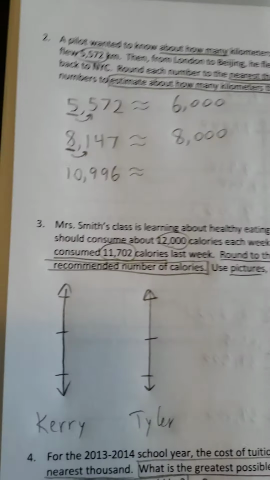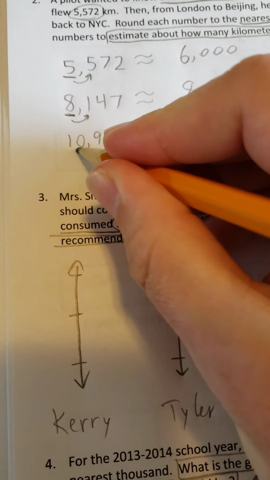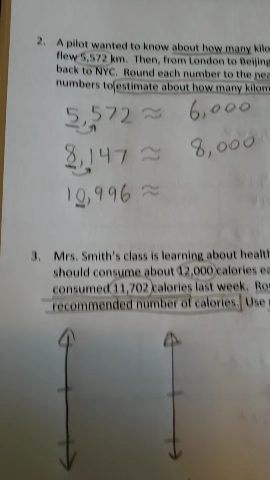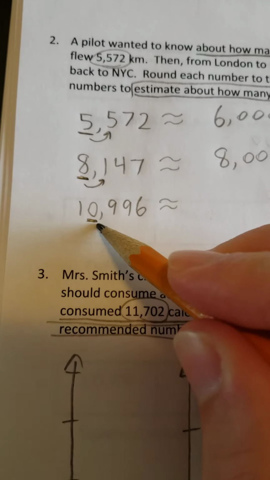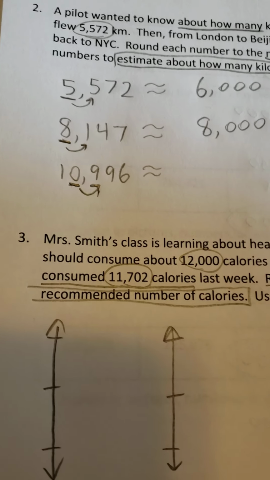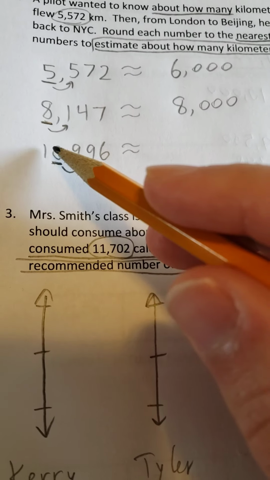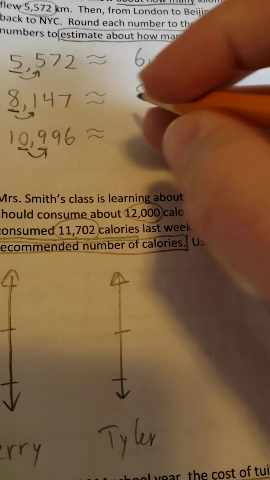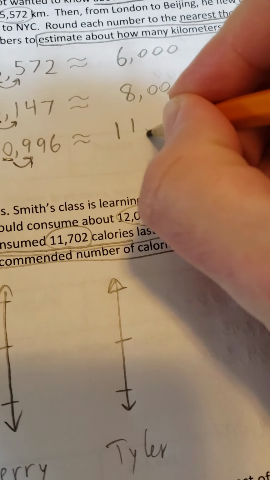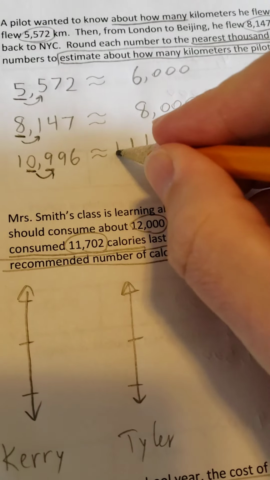And then 10,996. This 0 is in the nearest thousands place. We look over to the next number, which is a 9. That 9 rounds up. So instead of rounding down to 10,000, it would round up to 11,000. Okay, and now we're going to add all these together.